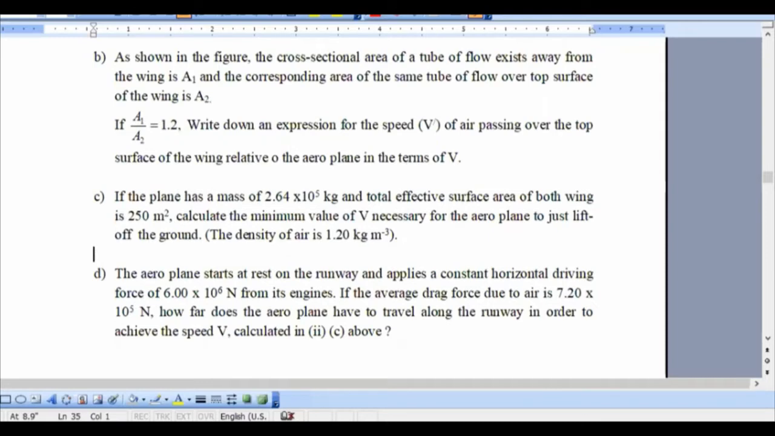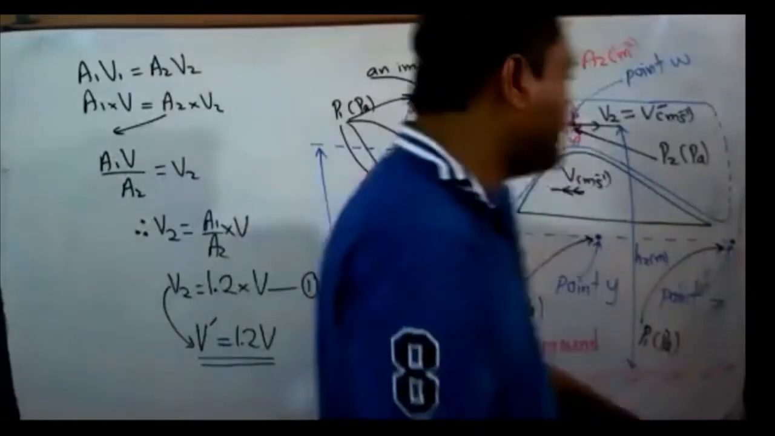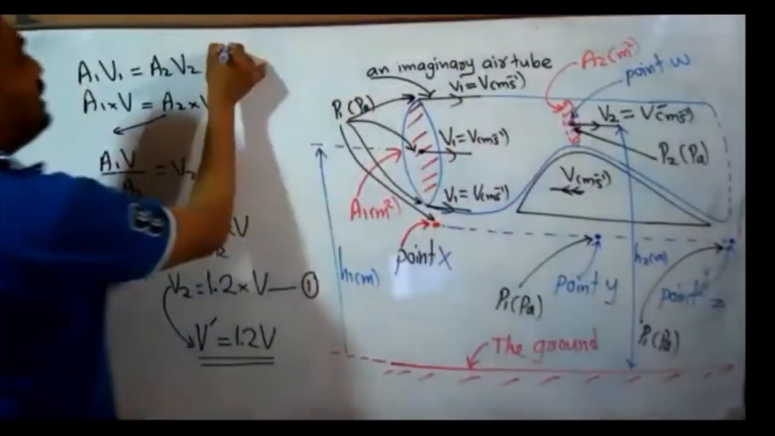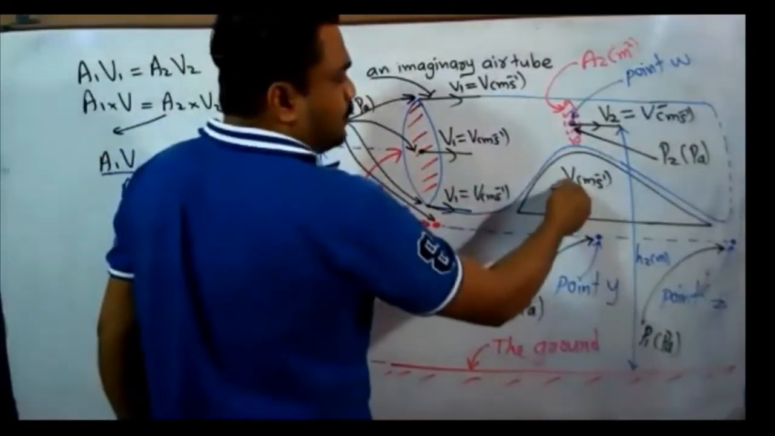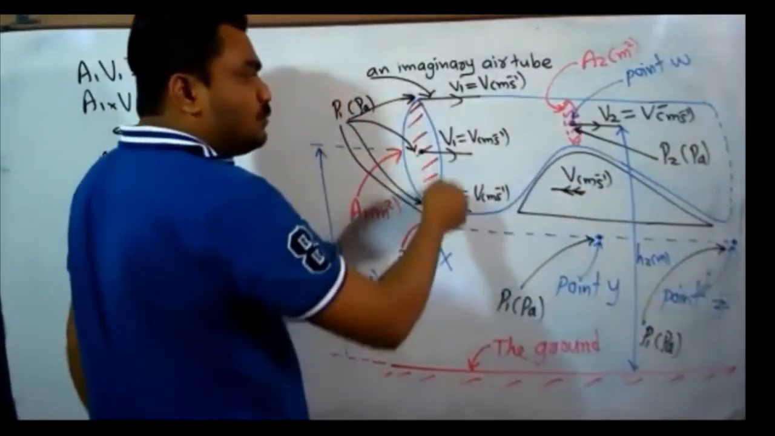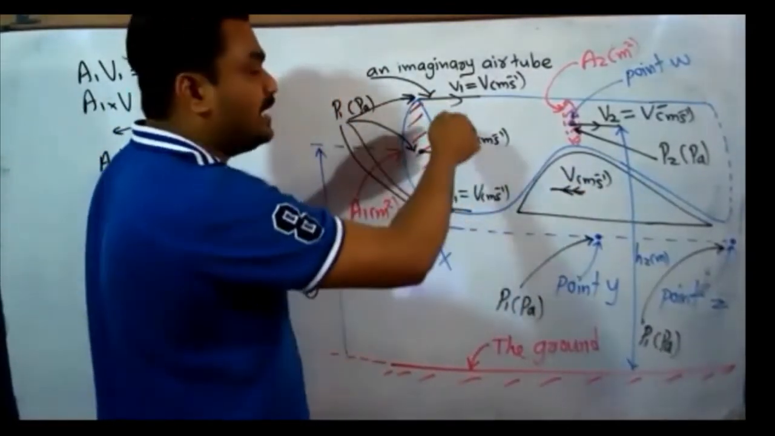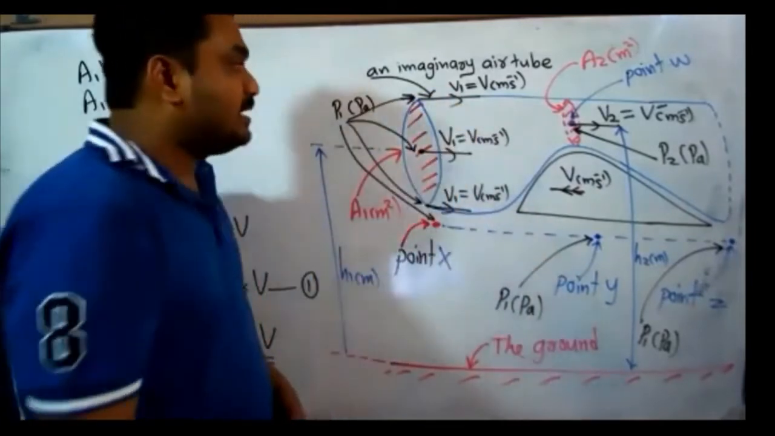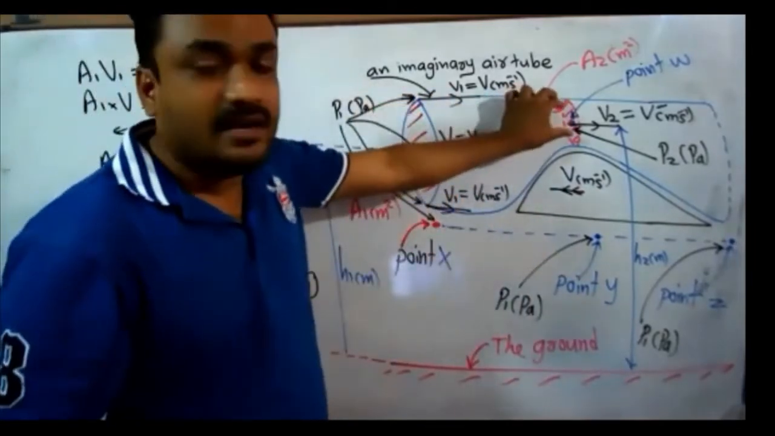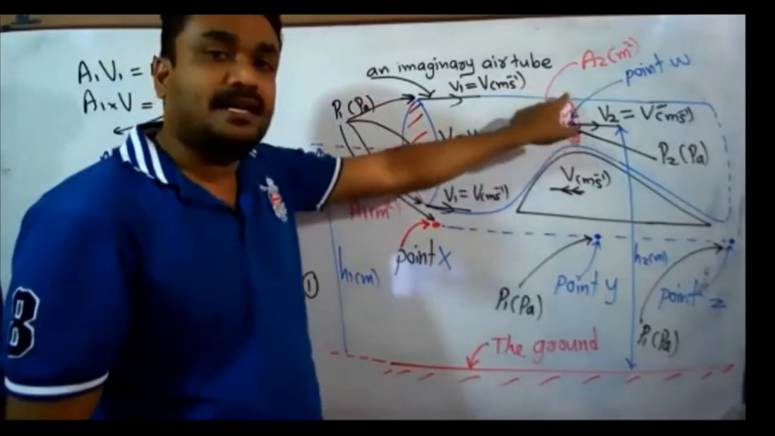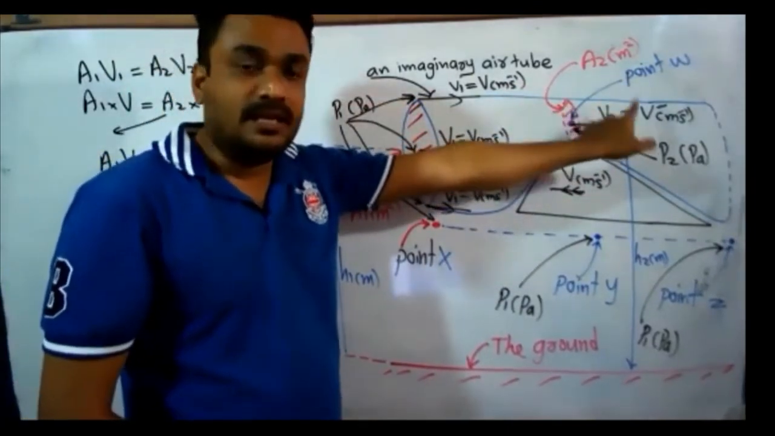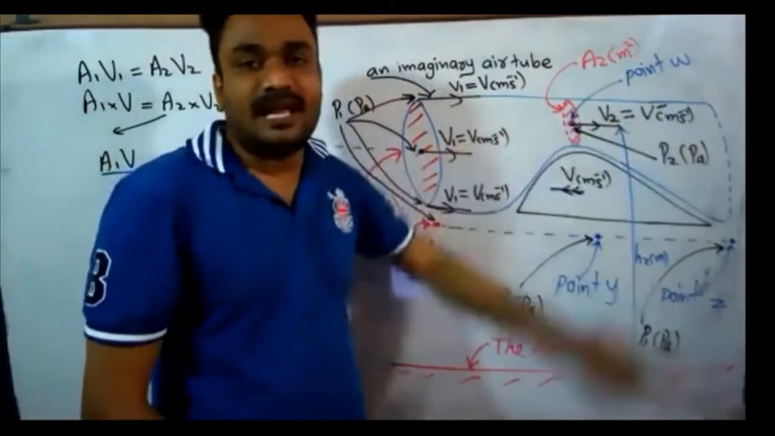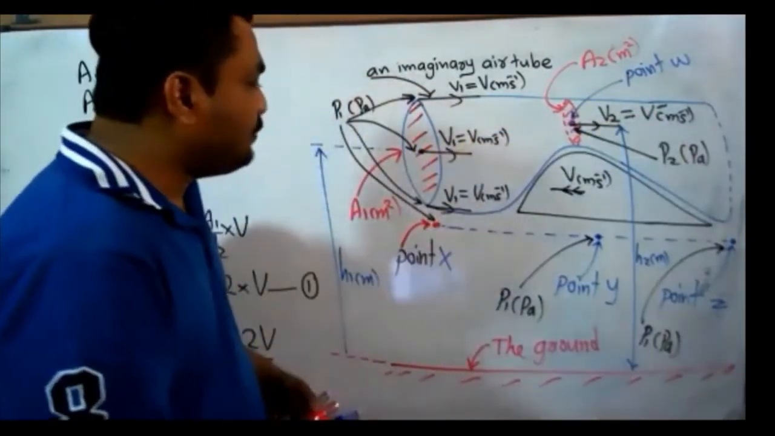But before that, for part C, I want to write some descriptions here. If the velocity of the aeroplane is V, the velocity of the wind observed by the aeroplane is also V. But due to the bending of this imaginary air tube, the velocity of air particles here will be greater than V. So I have marked it as V2. In the examination, V2 is given as V dash. So I want to write a few more things.